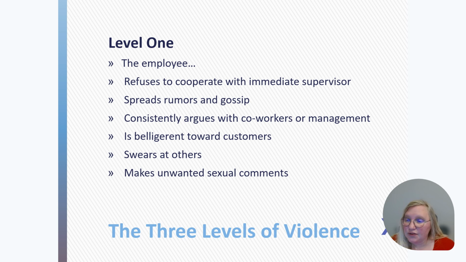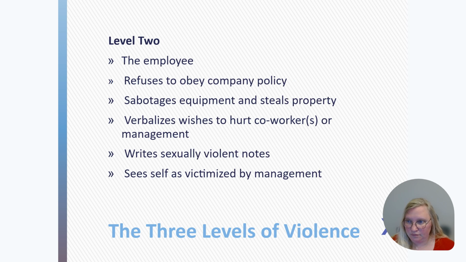There are three levels of violence. So it would kind of start off with behavior like these following examples: refusing to cooperate with your supervisor, spreading rumors and gossip, consistently arguing with coworkers or management, being belligerent towards customers, swearing at other people, or making unwanted sexual comments. The second level, the employee refuses to obey company policy.